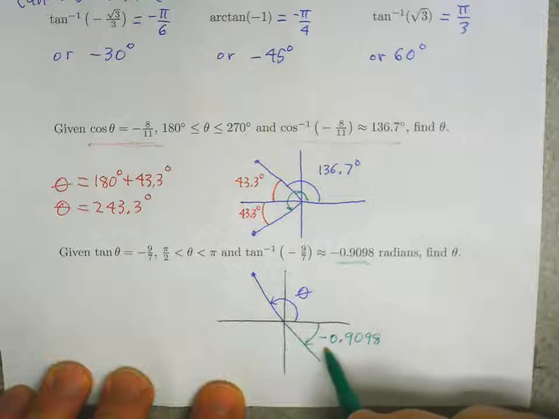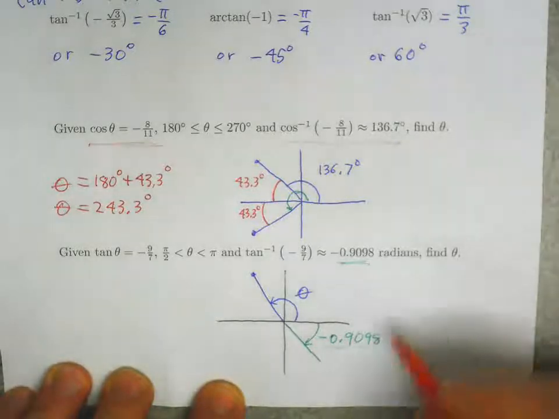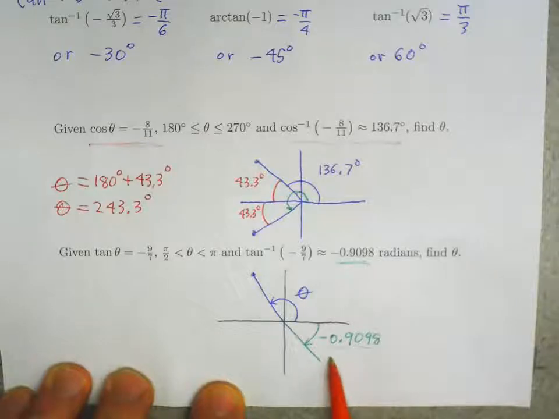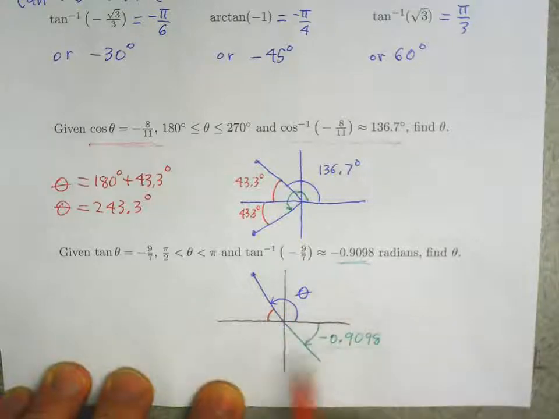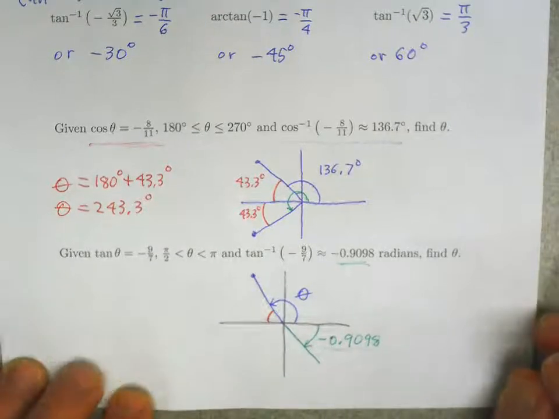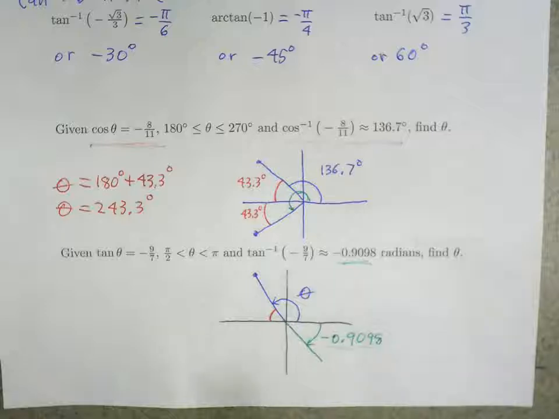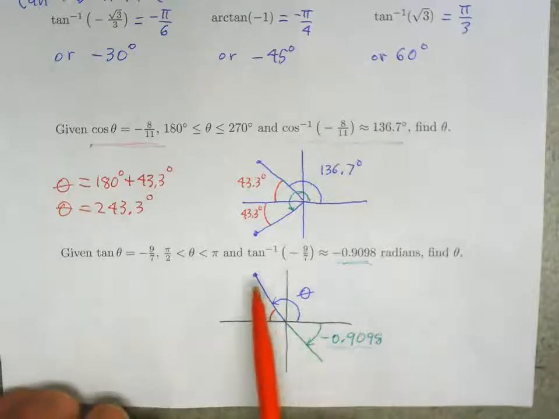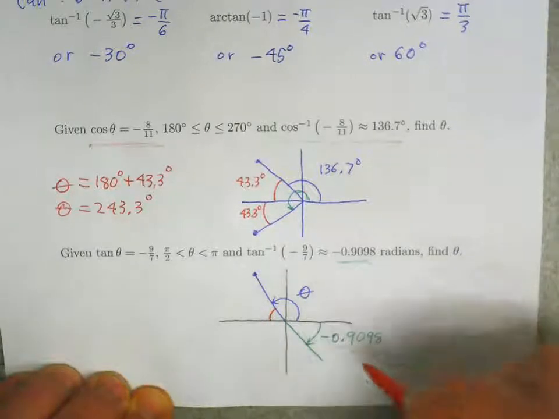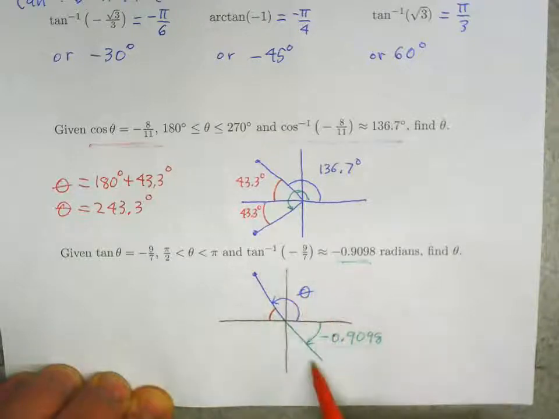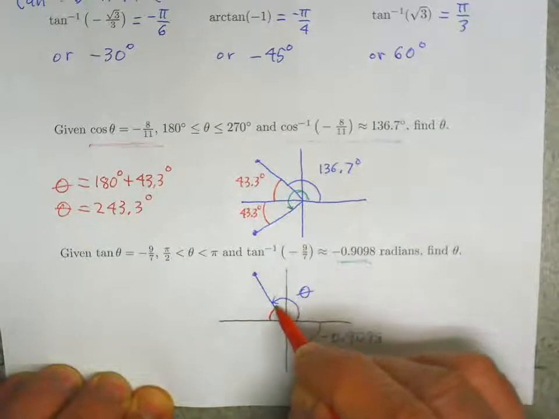And this angle, well, the reference angle is positive 0.9098. But the size of this angle, at least in absolute value, which is the reference angle to theta, is the same as this one. Okay, so how can we find what theta has to be using inverse tangent of negative 9/7? Notice that if we begin with inverse tangent of negative 9/7 and add pi to it, we end up with theta.